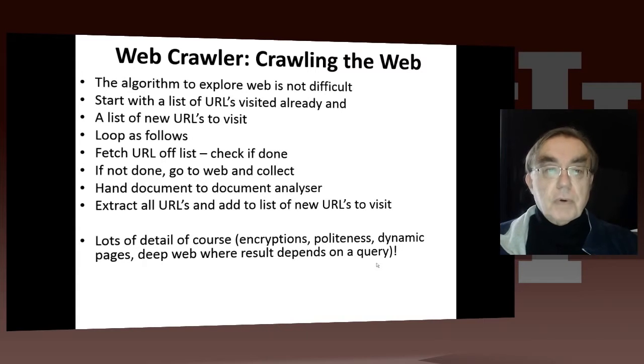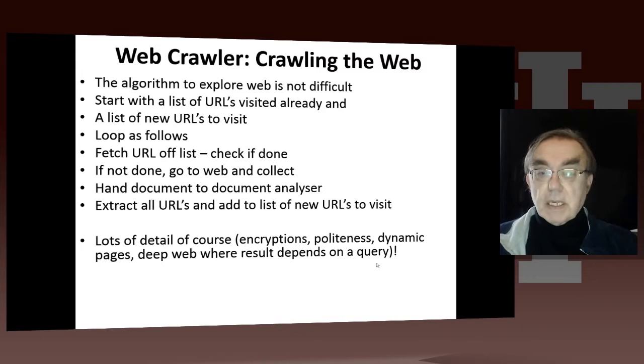You can write a web crawler in an introductory computer science class, and probably lots of classes have set this, and lots of crawlers have crawled around based on this. So you start with a list of URLs you visited already. It could be empty, and you would have at least one URL to start with. And then you fetch the URL off the list, check if it's done. If it's not done, you go off to the web and collect it. You bring it back, you hand the document to a document analyzer.